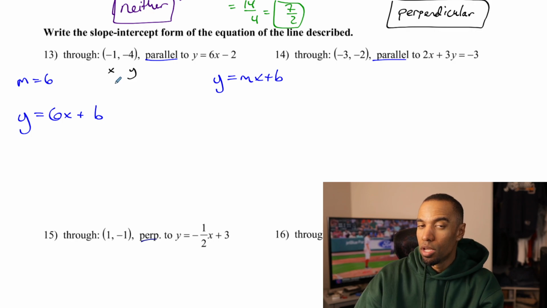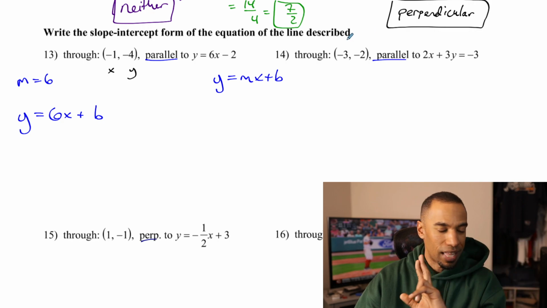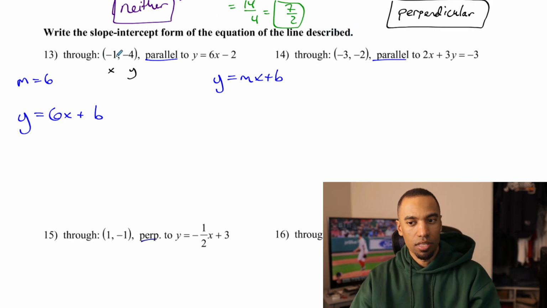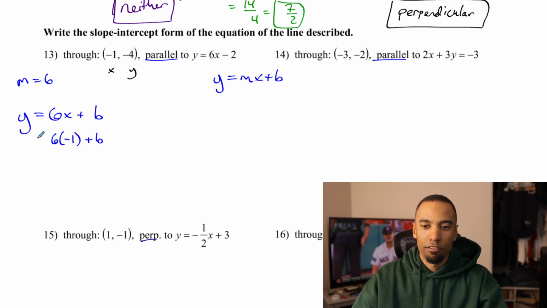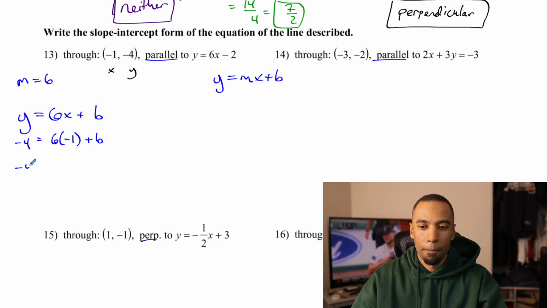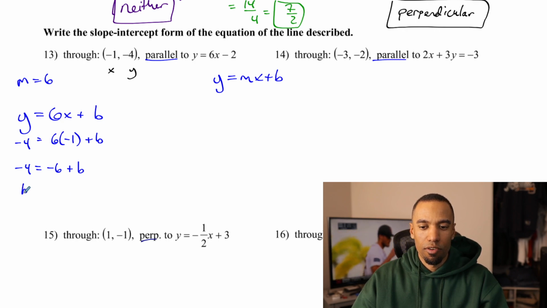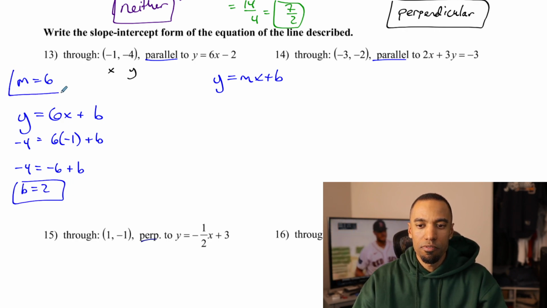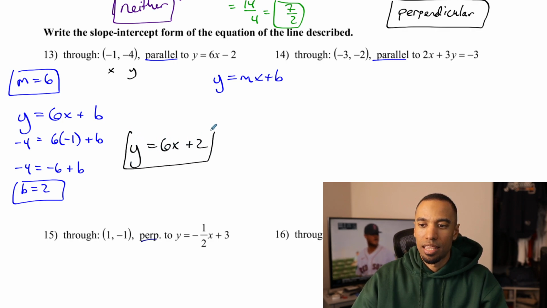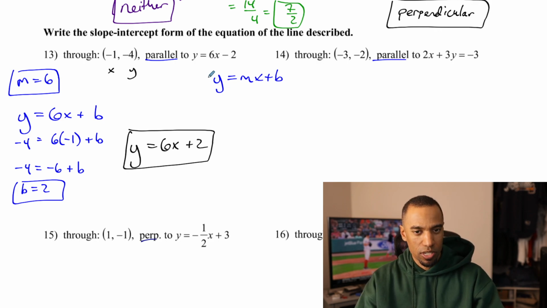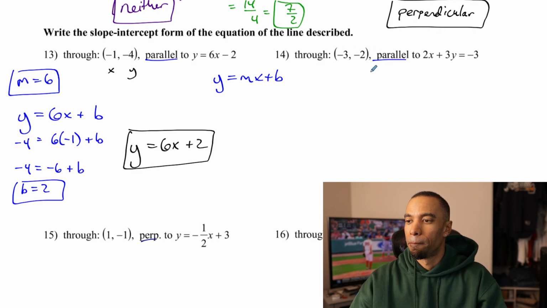This stuff is not new to last semester's material, with the exception of the parallel or perpendicular, and that is the only part that's new. So I'm going to go fast on this. -1 can substitute for x, and -4 can substitute for y. And then I'm going to get a b value. That's -6, that's b. Add 6 over, I'm going to get a b value of 2. I got a slope of 6 and a y-intercept of 2. My equation will say y equals 6x plus 2. That was y equals 6x minus 2. This is y equals 6x plus 2. Those are parallel lines.